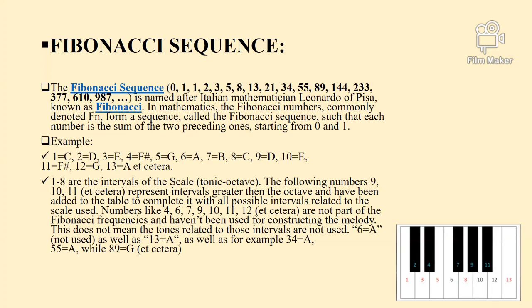But this does not mean that the tones related to those intervals are not used. 6 is equal to A, not used, as well as 13 is equal to A, as well as, for example, 34 is equal to A, 55 is equal to A, while 89 is equal to G, etc.